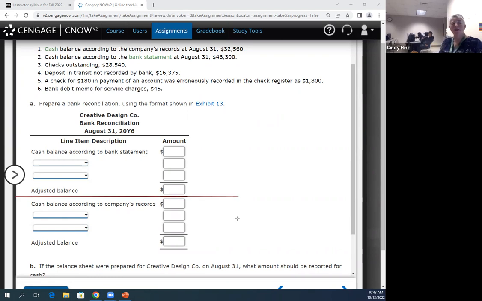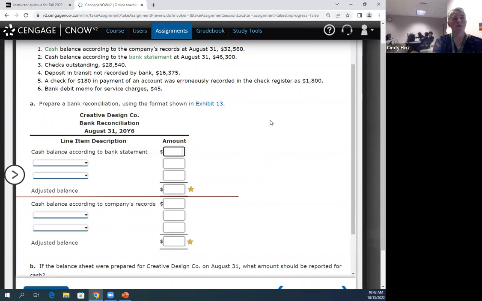So the top part is what the bank says. And the bottom part is what our records say. The end result of the bank reconciliation is that this number, the adjusted bank balance, needs to be exactly the same as the adjusted balance on our company records. They're not going to start out the same, but we have to identify why they are different. That is the goal of the bank reconciliation.